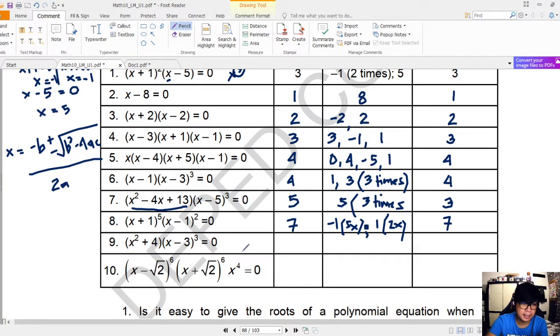Okay, number 9. So, for number 9, x squared plus 4, and x minus 3 cubed. So, ilan yung degree? The degree of our polynomial is 3 times 3 plus 2. So, 5. The degree is 5. Now, this one.